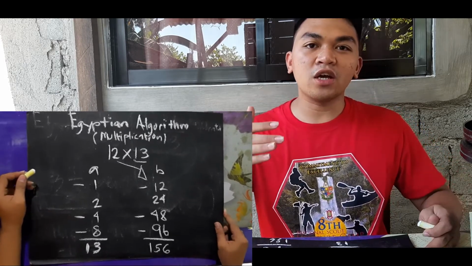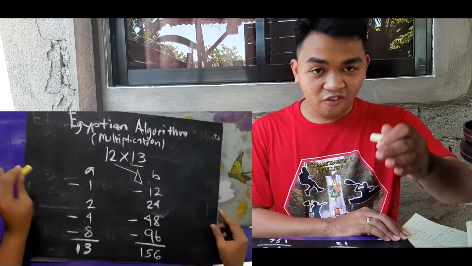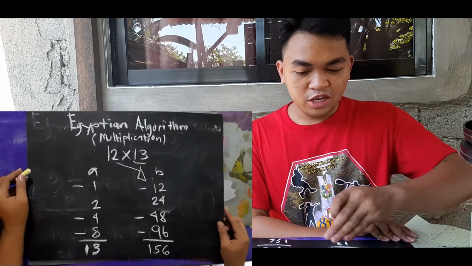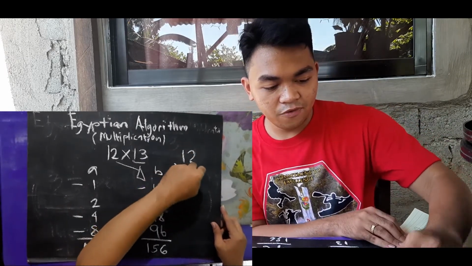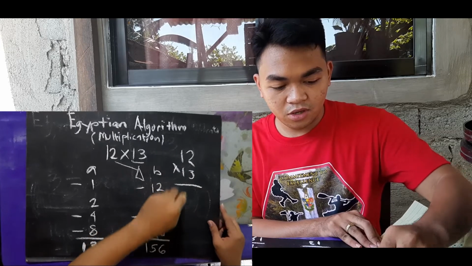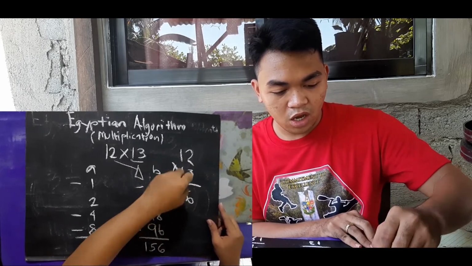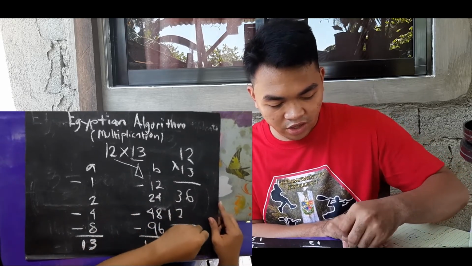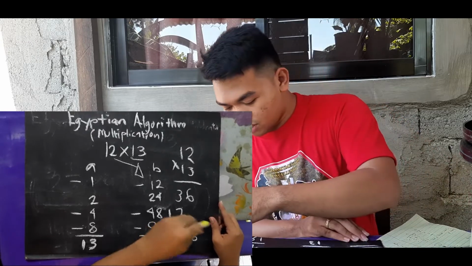But if you try to understand it, you will get it. So let's check if our answer in this Egyptian way multiplication is correct. 12 times 13: 3 times 2 is 6, 3 times 1 is 3, 1 times 2 is 2, then 1. Then it says 6, 5, and 156. So it's correct.